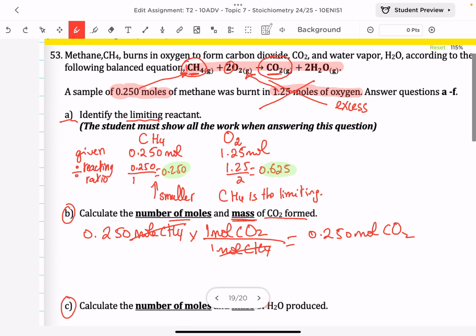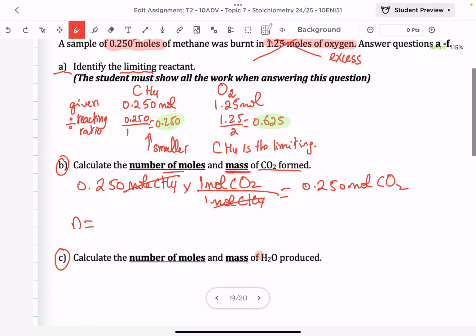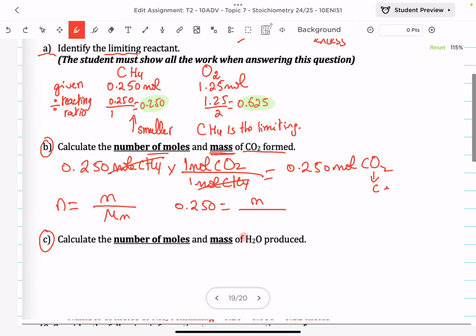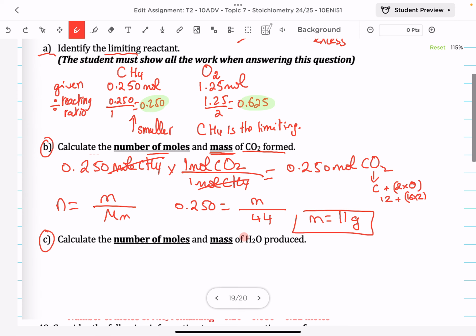Now they want the mass. To find the mass, I use the formula of mass over molar mass. So the mole is 0.250, the mass is to find, and the molar mass of CO2 is the molar mass of carbon plus 2 times the molar mass of oxygen. So it is 12 plus 16 times 2. Be careful to use parentheses. So the answer is 44. And now, 0.250 times 44 gram, the mass of CO2 formed is 11 grams.